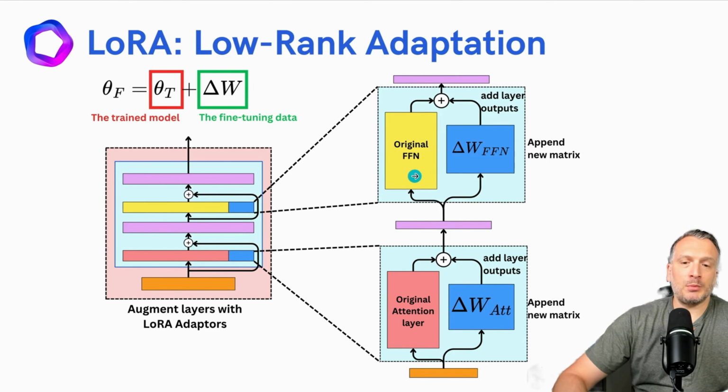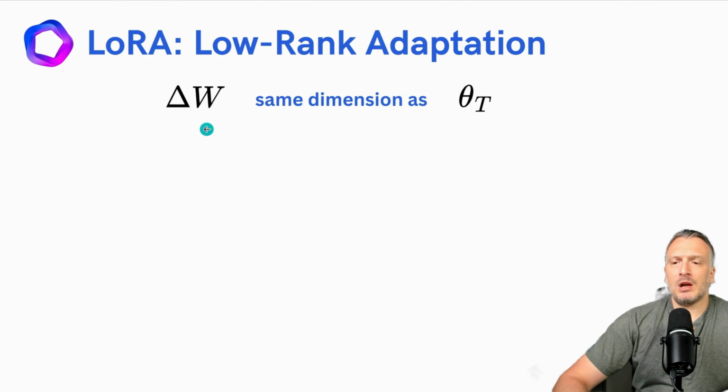So instead of accumulating the gradients in the original layers, we are creating a new matrix to accumulate the gradients there. So we don't need to touch the original layer to actually continue to fine-tune the model. We could add new matrices that are going to capture the learning that we do when we fine-tune a model. And because we are able to decompose pre-training and fine-tuning into a sum, we can easily sum the results of the matrices. For this to work, we need to make sure that delta W has the same dimensions as theta T.